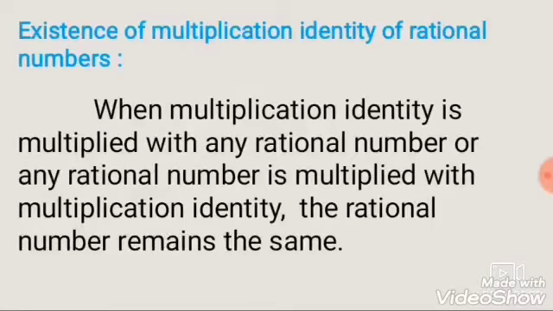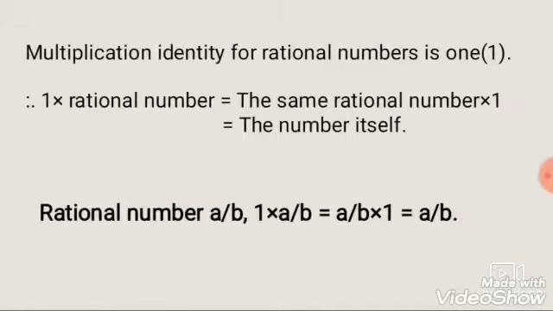Let me move on to the next thing, the existence of multiplication identity of rational numbers. When the multiplication identity is multiplied with any rational number, or any rational number is multiplied with the multiplication identity, the rational number remains the same, which means the multiplication identity for rational numbers is 1. Therefore 1 into a rational number is equal to the same rational number into 1, which is equal to the number itself.